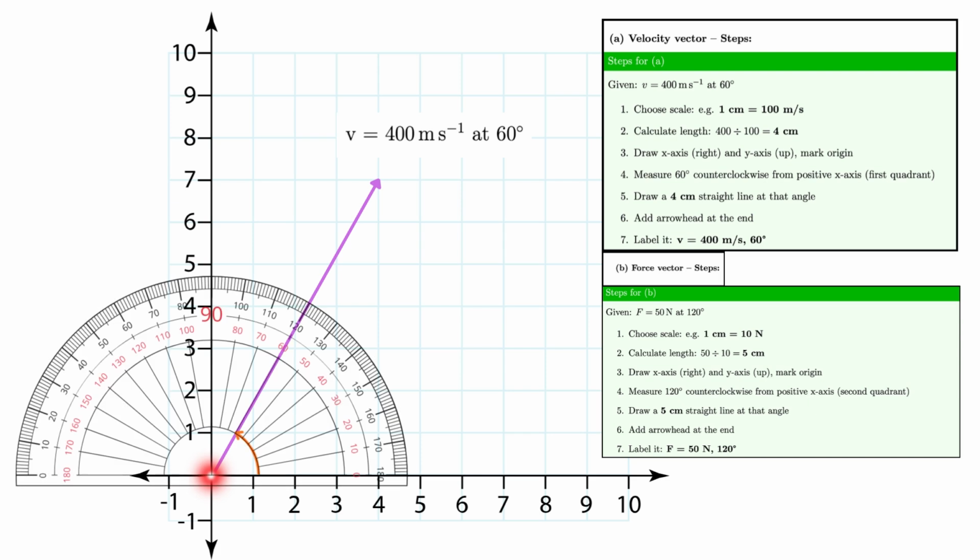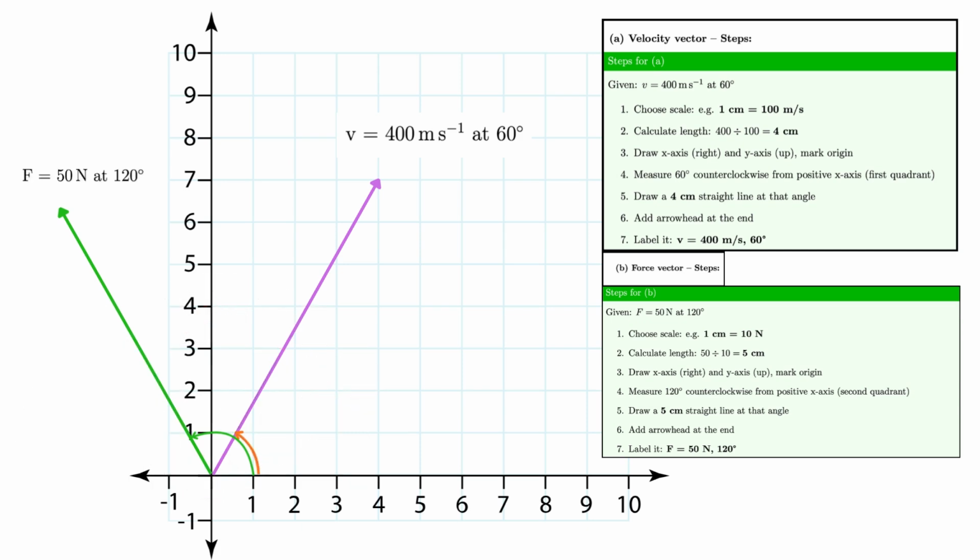Step 2. Measure 120 degrees from the positive x-axis, that's past 90 degrees, into the second quadrant, up and to the left. Step 3. Draw a 5 centimeter line in that direction. Step 4. Arrowhead at the tip. Step 5. Label it. Force 50 newtons, 120 degrees.